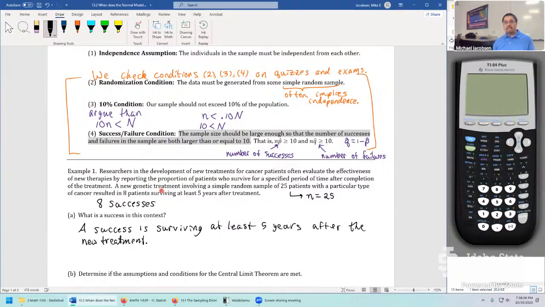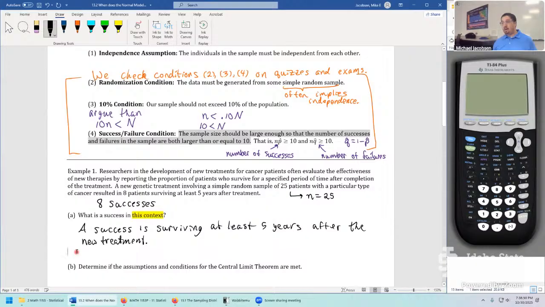Again, it's okay to make the context a little bit more summarized when you go to write it down here. You don't have to mention every element. If you said the new genetic treatment, that'd be great as well. But if you shortened it up just a little bit like we did here, you're still involving the context. So we got the context in when we said surviving at least 5 years after the new treatment.